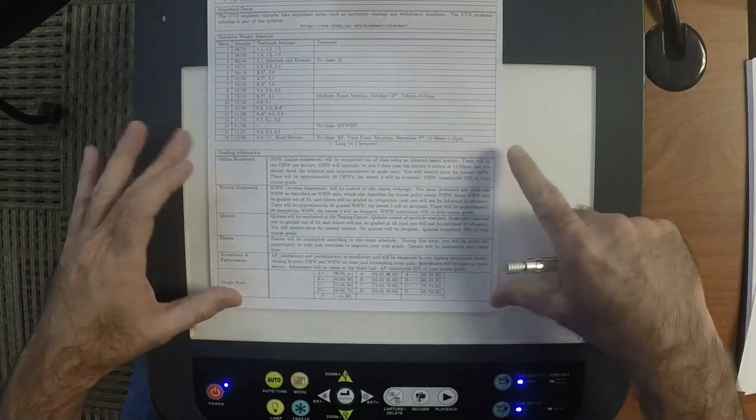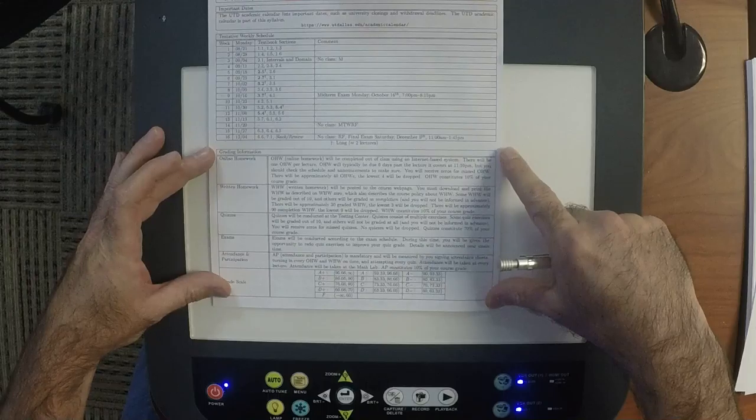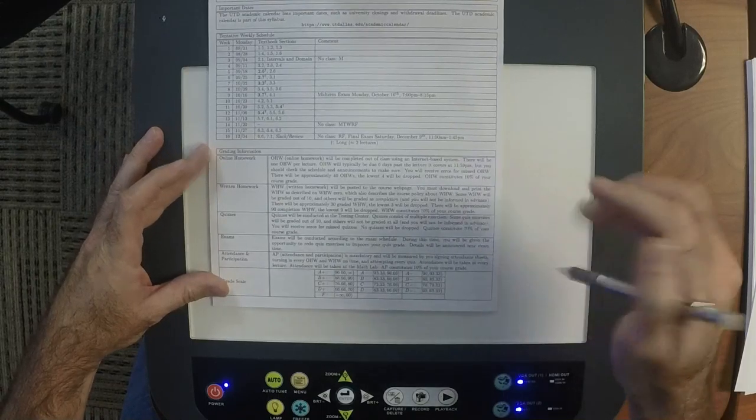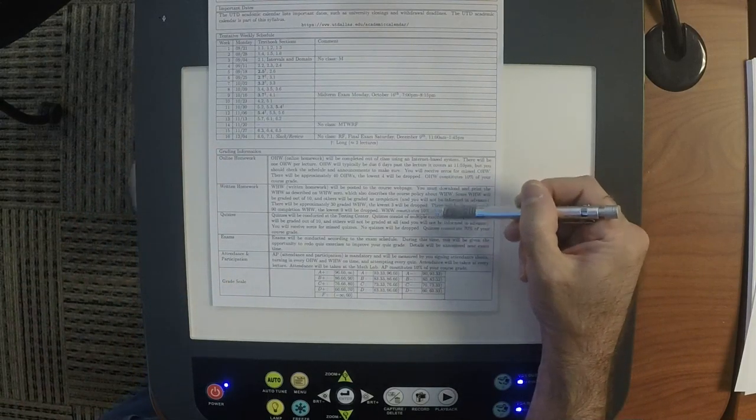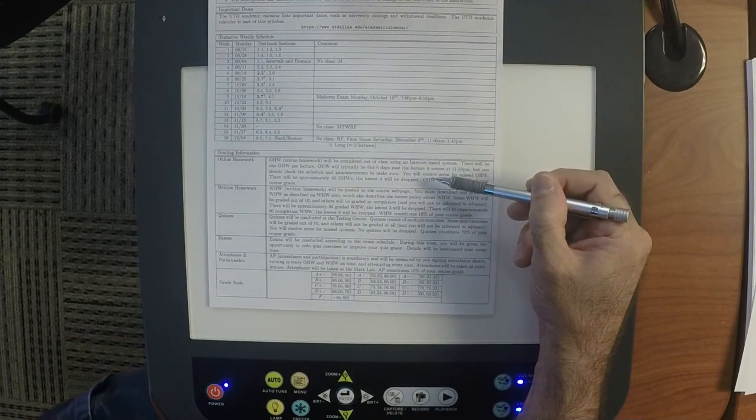Okay, this link to the academic calendar says things like what days the university is closed, when grades are due, when money is due, when's the last day to withdraw, all that kind of stuff. So you should be familiar with that also.